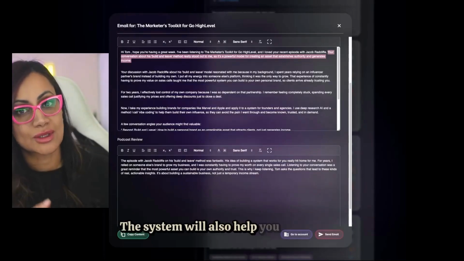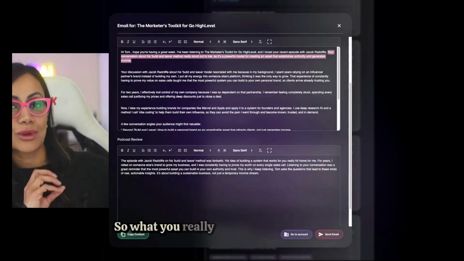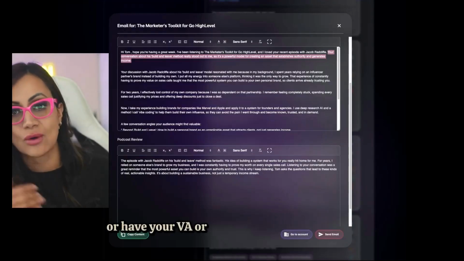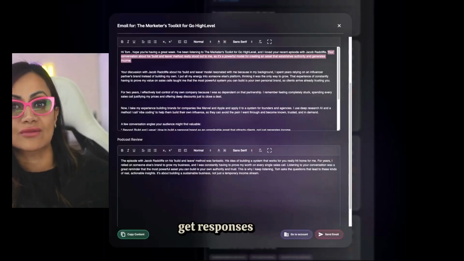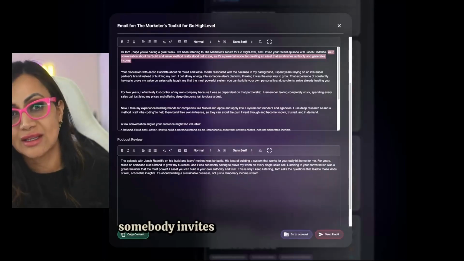The system will also help you follow up if you don't hear from them within a week to 10 days. So what you really want to do is send out as many of these pitches every week as you can, or have your VA or assistant send out as many of these on your behalf so that you start to get responses back.